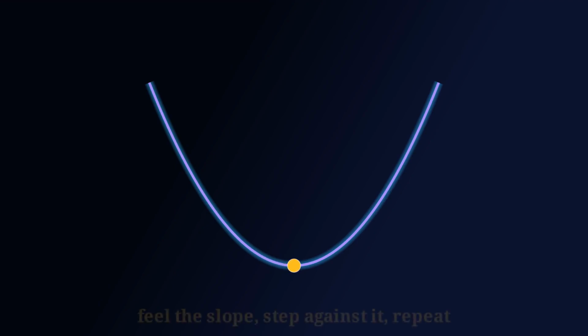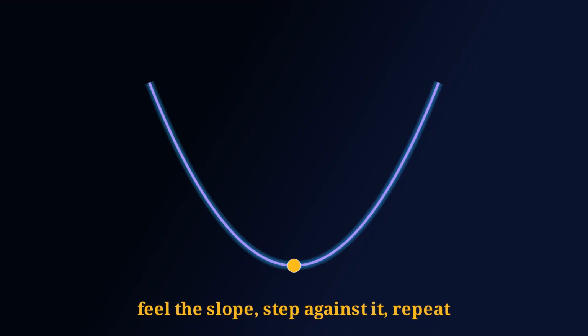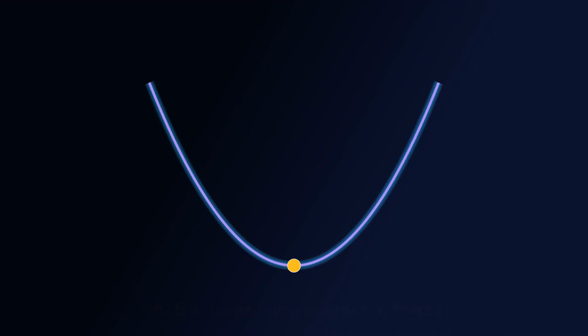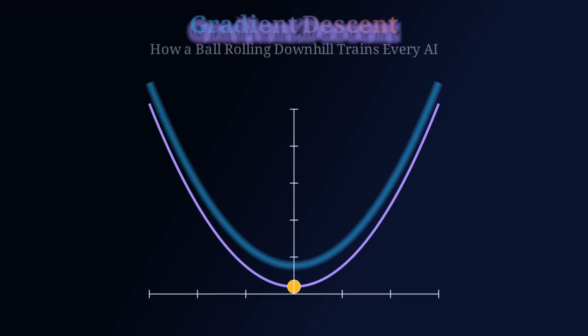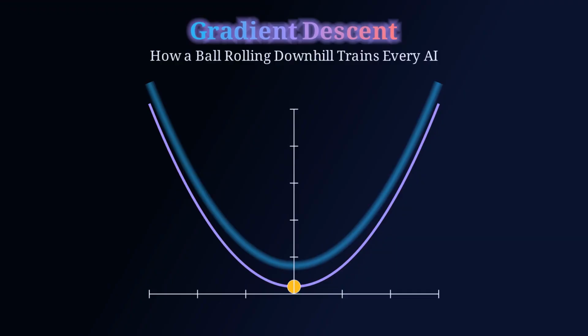Feel the slope, step against it, repeat. So the next time you hear that a model has billions of parameters, picture that patient little ball pausing to measure the ground before every step, tirelessly rolling downhill. That simple loop, repeated at unthinkable scale, is the engine under all of deep learning.